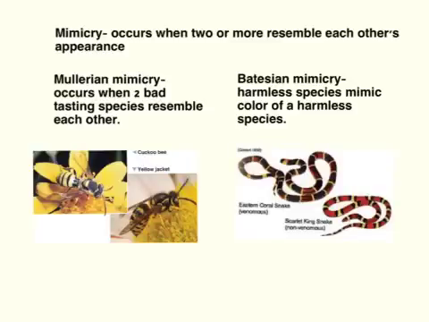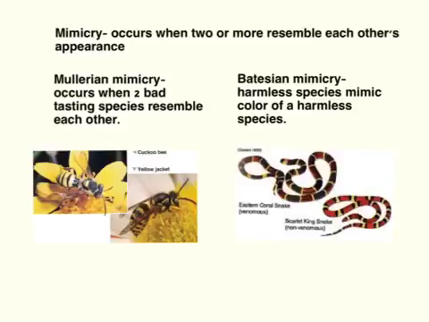There's also different kinds of mimicry. There's Müllerian mimicry, and Batesian mimicry. Müllerian is when 2 bad-tasting species resemble each other. And Batesian mimicry is when a harmless species mimics the color of a harmful species.